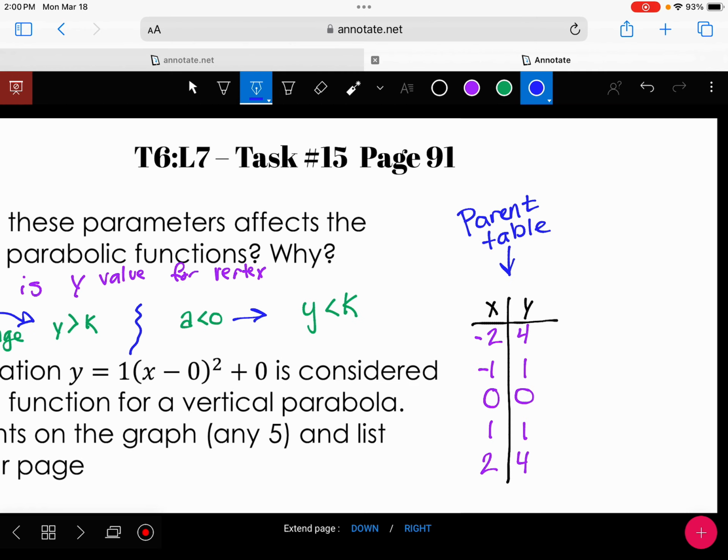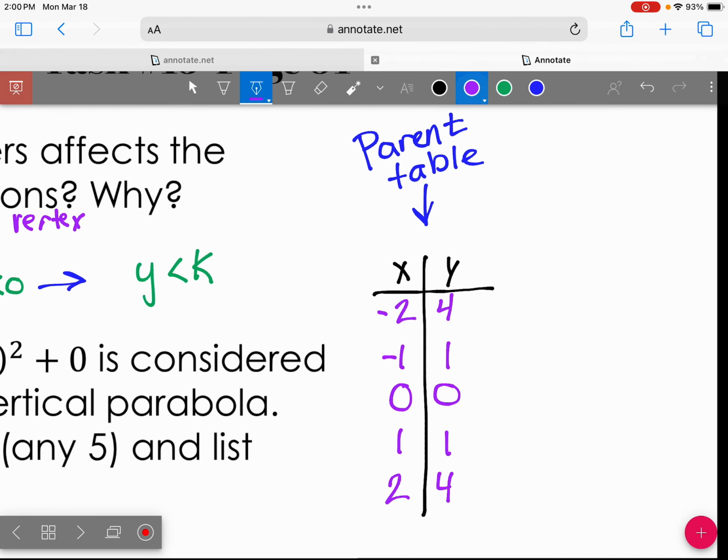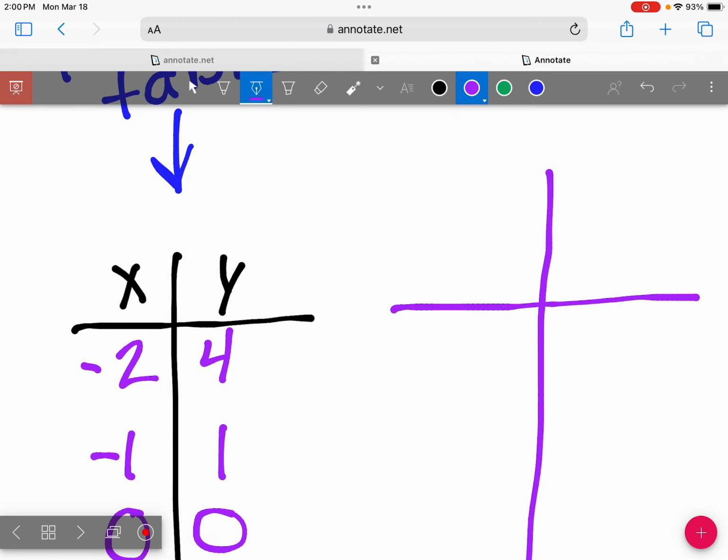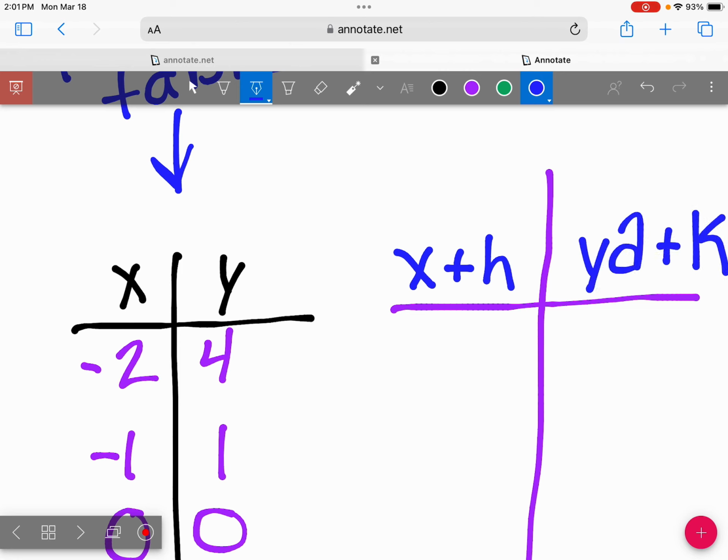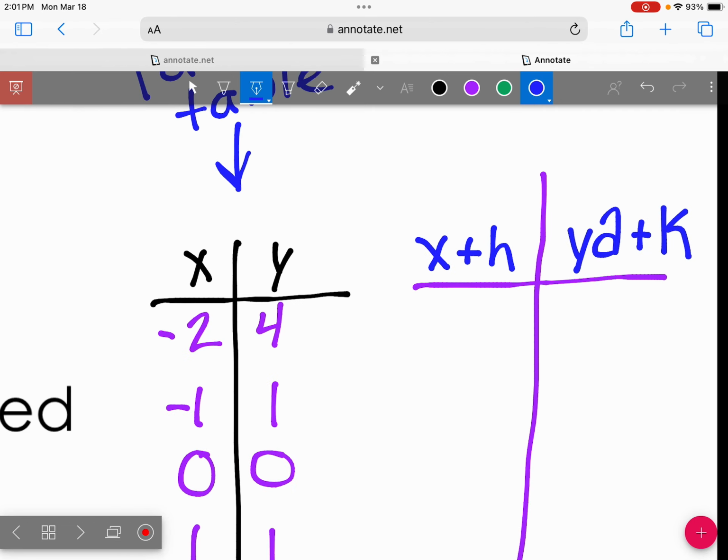So you're going to look at page 92 to do this. If you're wanting to make tables, like proper tables, a proper graph as opposed to a sketch, this should feel familiar if you did Algebra 2 here. We take our x plus h, y, a, plus k. If you want to make tables for this, this is how you do it.